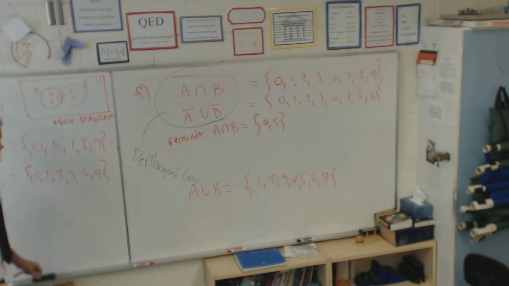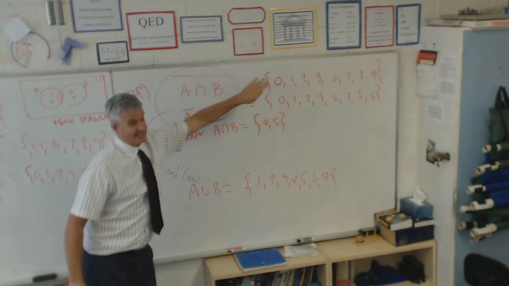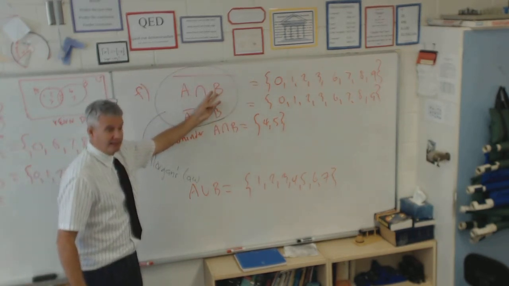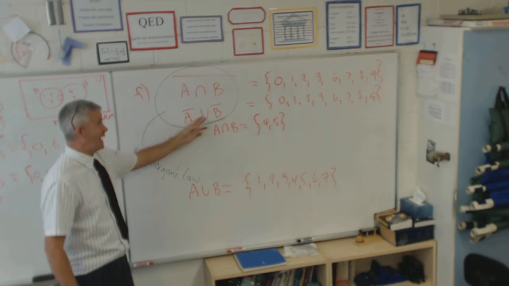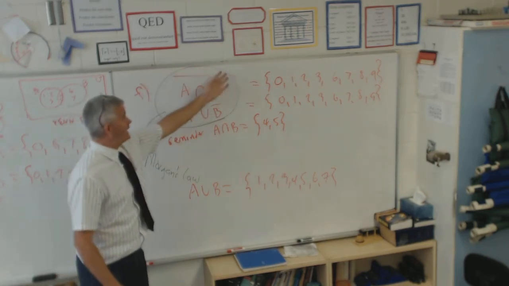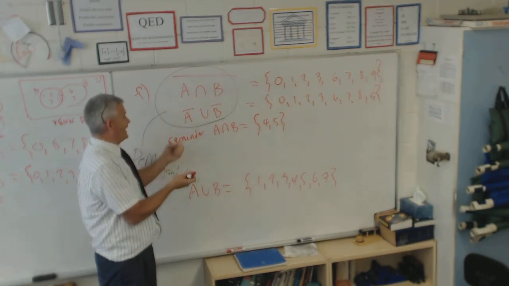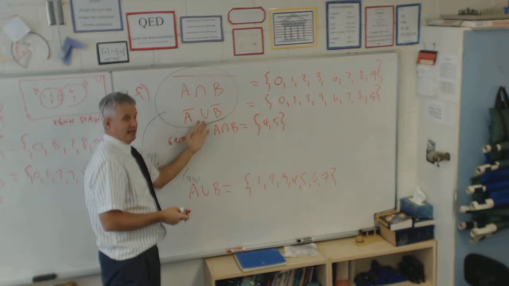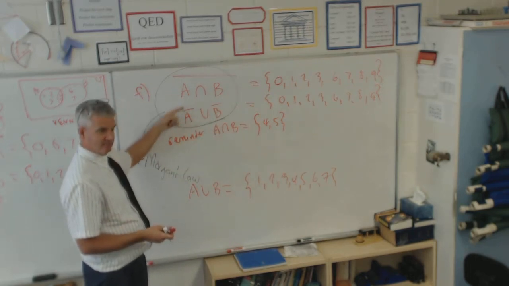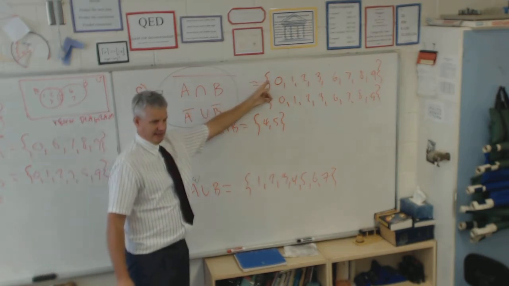And of course it is, because think about what this is saying. It's saying it's not in A and B, which means it's not in A or it's not in B, right? If it's not in both of them, then either it's not in A or it's not in B. So these have to be the same. They are not the same by symbols, but they're the same by answer.